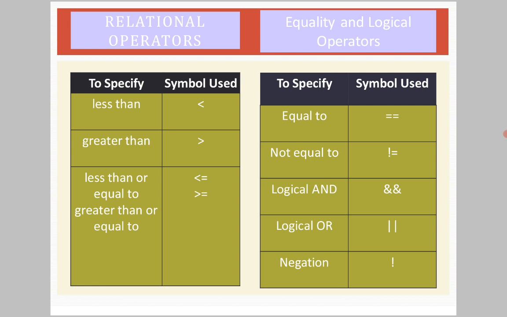As we already said, there are 5 to 6 types of operators in C language. The first is arithmetic operators, the second is relational operators, the third is logical operators, the fourth is bitwise operators, then special operators, and the sixth is increment and decrement operators. First of all, relational operators. What are relational operators? They are less than, greater than, less than or equal to, greater than or equal to.